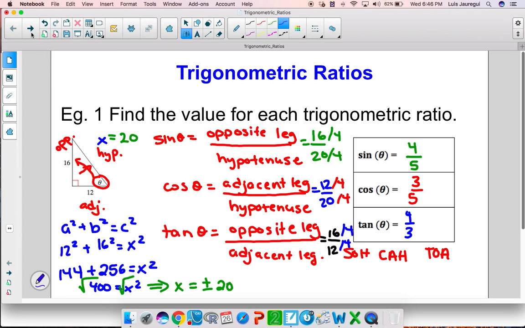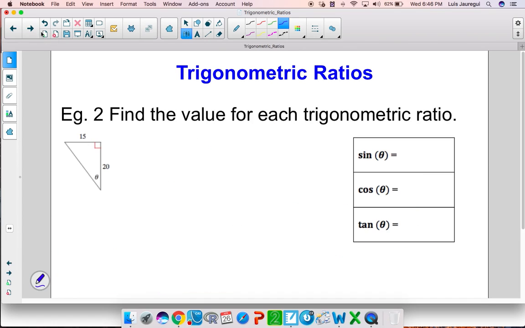Example 2. Find the value for each trigonometric ratio. One more time, let's go ahead and circle our angle theta here. I'm going to label my parts based on that. So here, this will be my opposite leg. This one will be my adjacent leg. And notice, one more time here, I'm missing my hypotenuse.